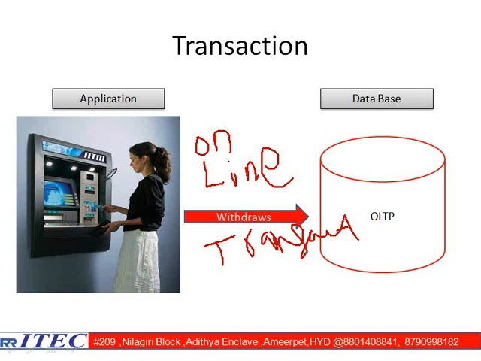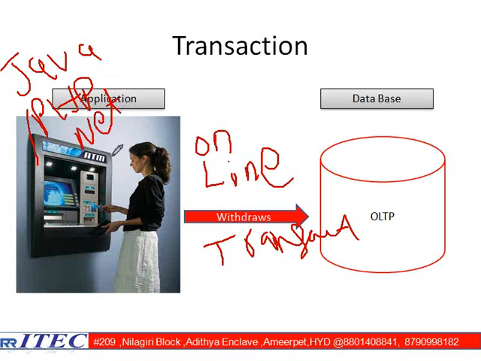Whenever you do something in an application, the application is made up of some code. That code may be using Java, or PHP, or .NET, or something else. It is an application, and it consists of some screens. Whenever she clicks on the withdraw button, it gives one screen where you can type your number, whatever you want. And when she gets the money, the data comes and is stored where, sir? Into the OLTP.